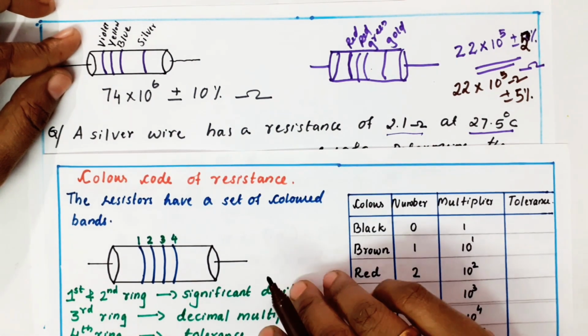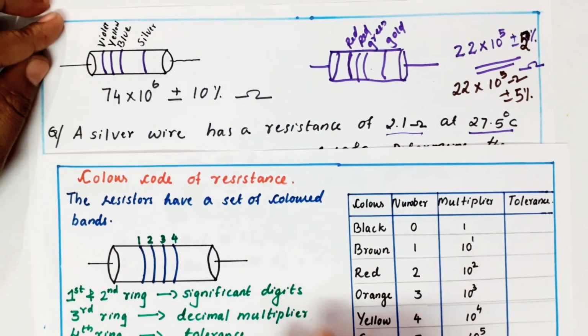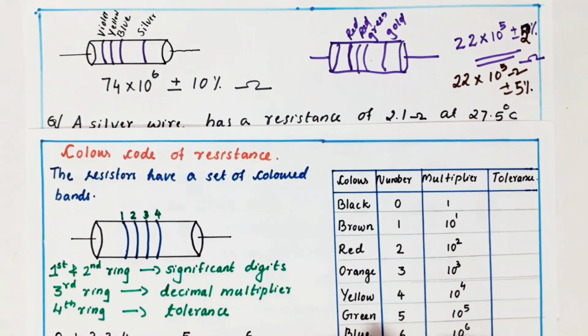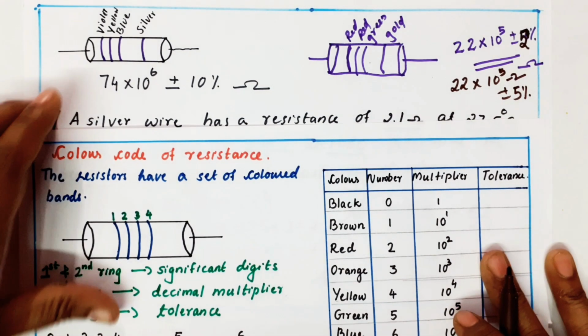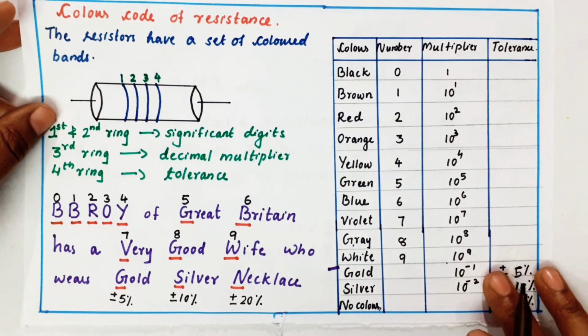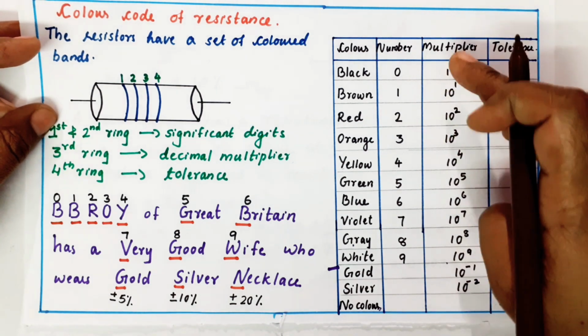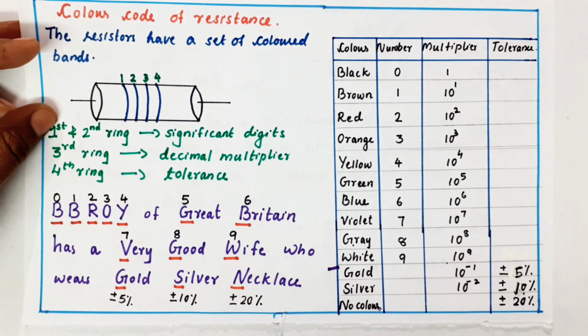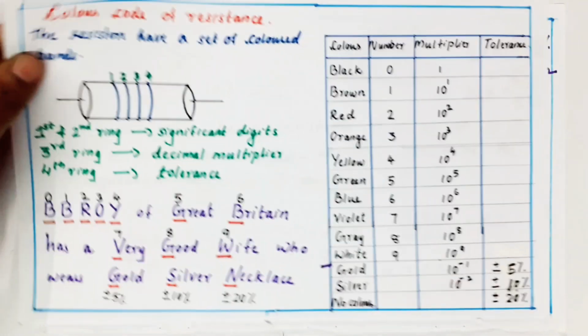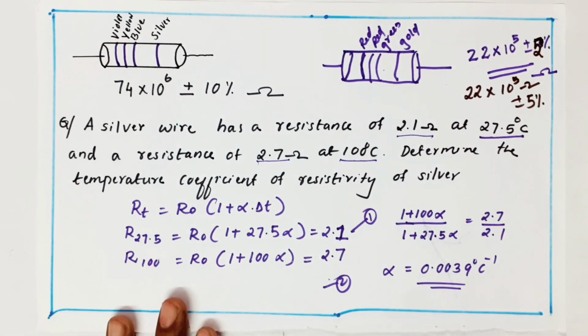So in this way, we can find the resistance of a resistor by using the color code. I'll repeat again. In a color code, we have 4 colors. The first 2 colors are written as significant digits. The third one is written as a multiplier. The fourth one is written as tolerance. And remember the column. For the column shortcut I told you: BB Roy of Great Britain has a very good wife who wears gold silver necklace.